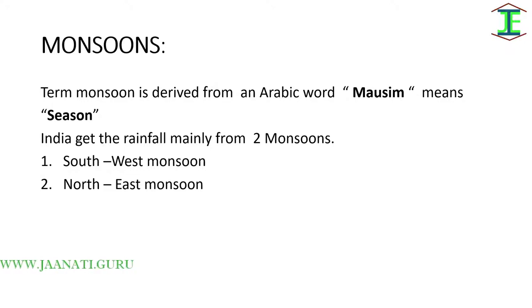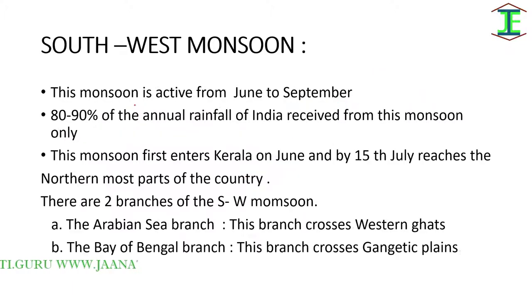Mainly, in India, we get rainfall through two monsoons. First is the southwest monsoon and then the northeast monsoon. The term monsoon is derived from the Arabic word mausim, which means season. First is the southwest monsoon. This monsoon is active from June to September.